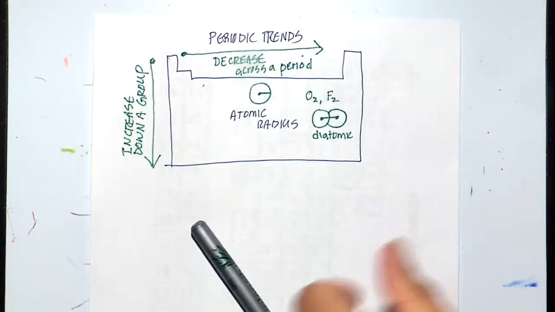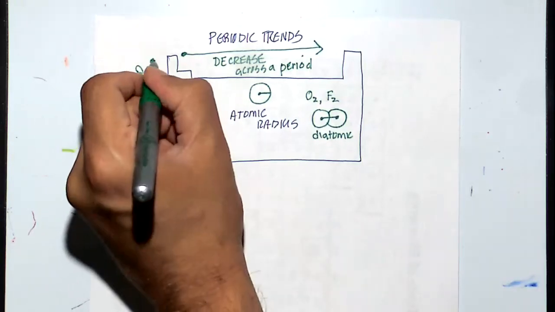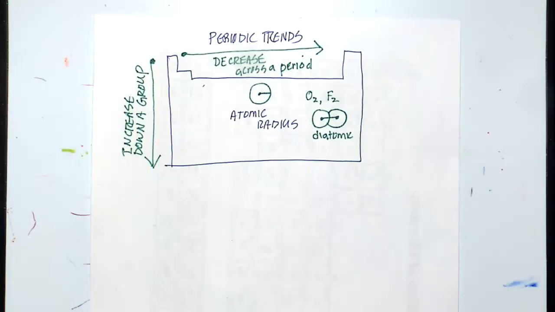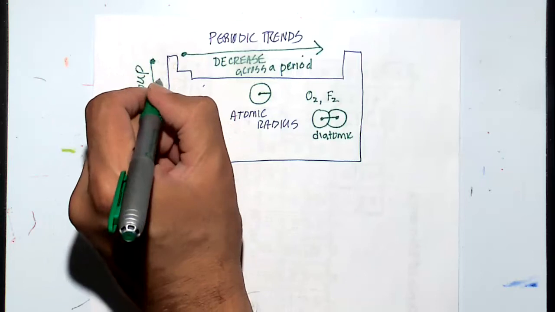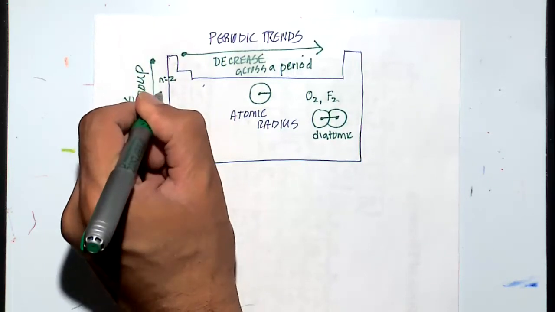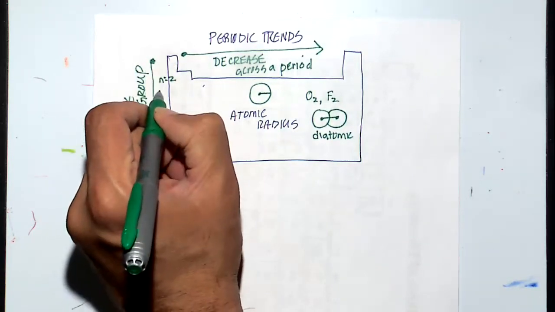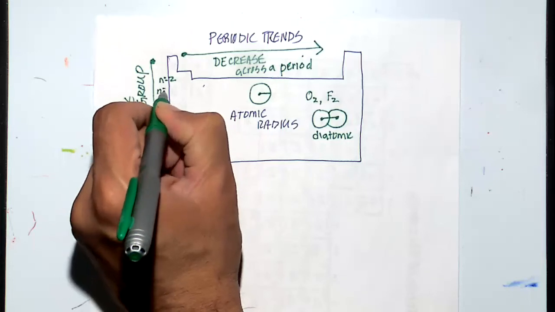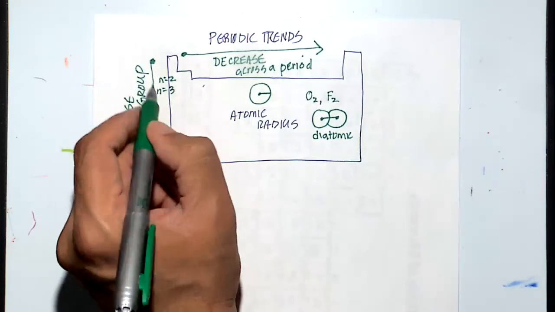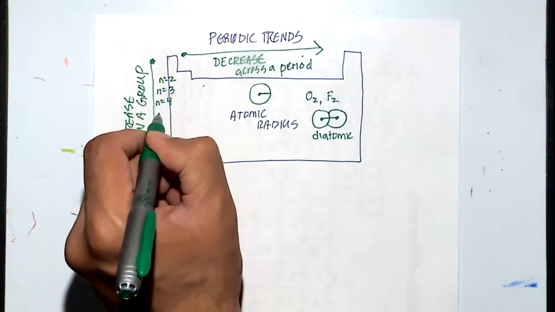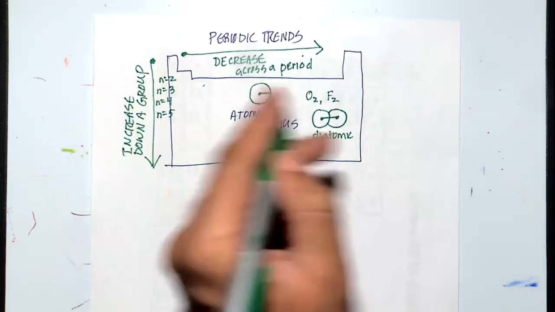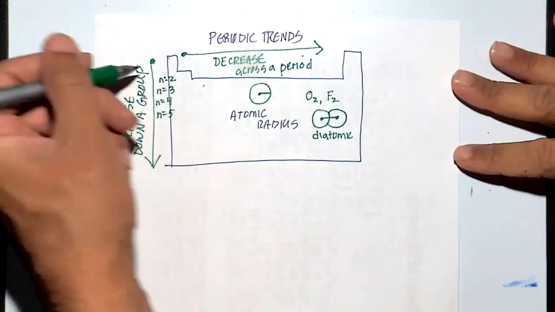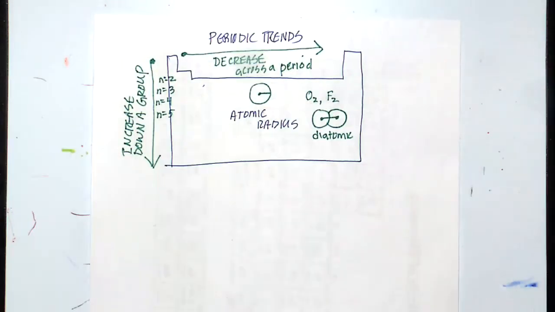Explaining why the size, or the atomic radius, increases down a group is pretty easy. What is the principal quantum number here? Let's say it's n equals 2. What's the next one? 3, outer. What's the next one? 4, outer. 5. Are we getting larger and larger and larger? Yes, yes, and yes. Now, why does it decrease when we go left to right?